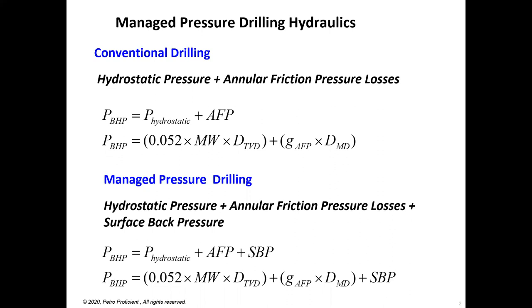In summary, this is how it will be using the MPD setup. But if the volume of the kick is very high, higher than a certain limit that we have set, then we immediately switch over to conventional well control. That is, we will close your MPD line, shut your BOP and use your choke line to circulate the kick out while pumping through your drill pipe using either the driller's method or the wait and weight method. Yeah. So these are some of the points.